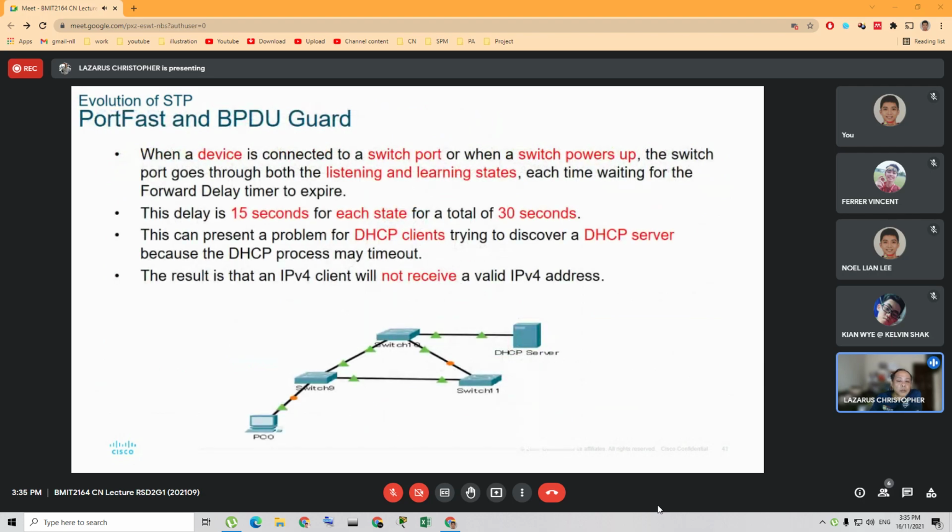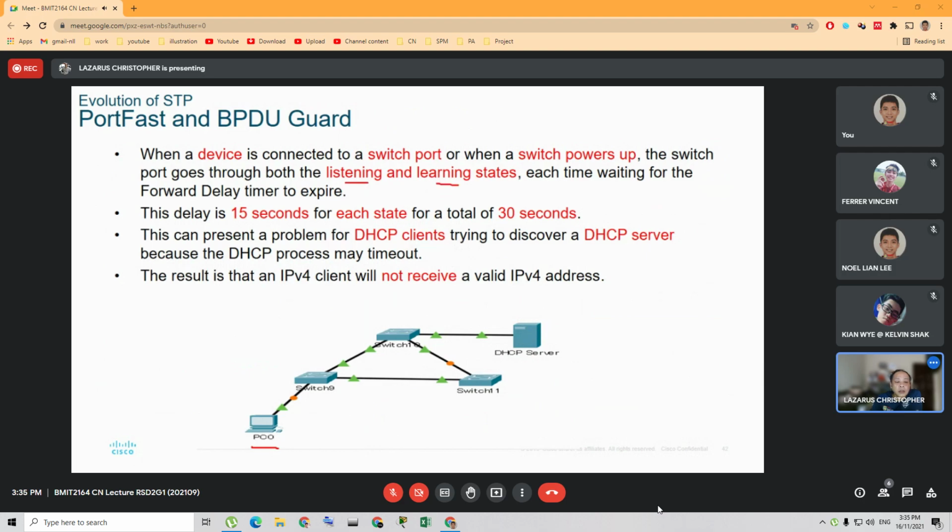Right. So I want to talk about PortFast and BPDU guard. Think about when a device is connected to a switch port. For example, your PC0 here, when you switch it on, it starts to connect to your switch. The switch port will go through listening and learning states, each time waiting for the forward delay timer to expire.